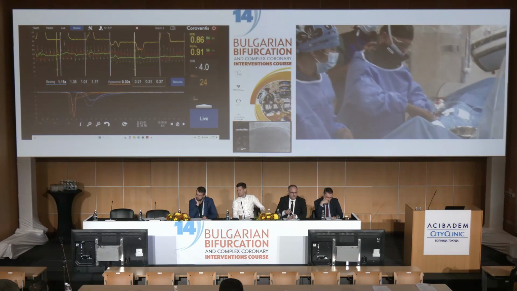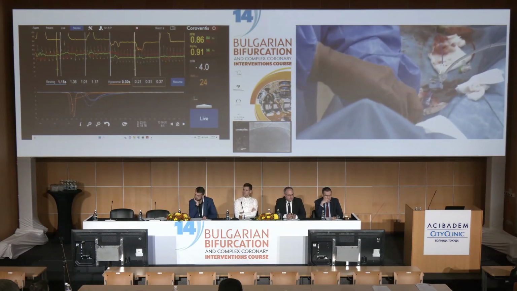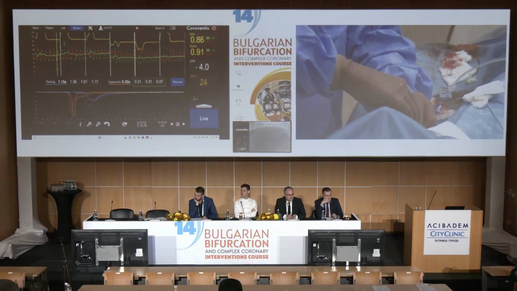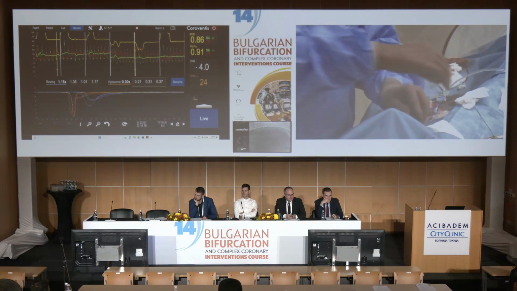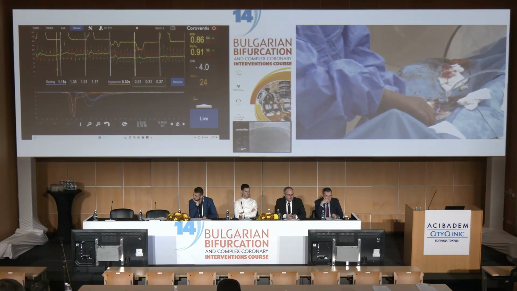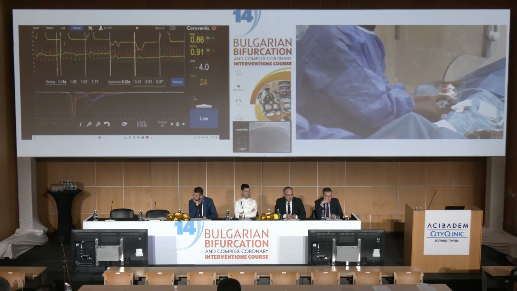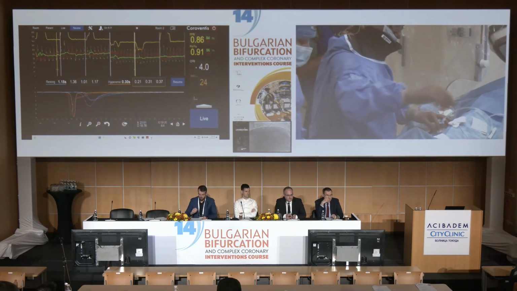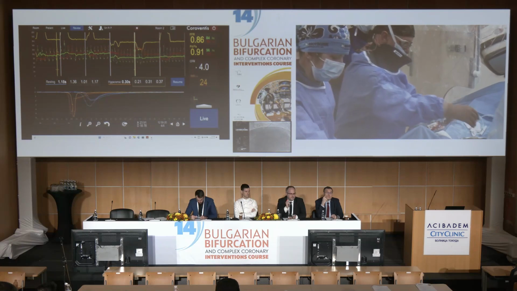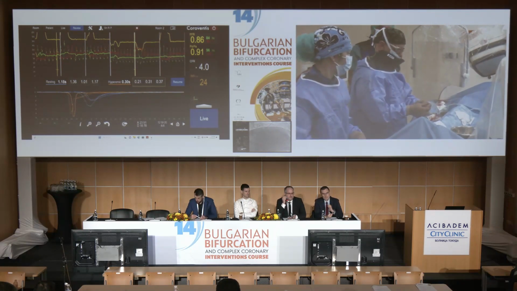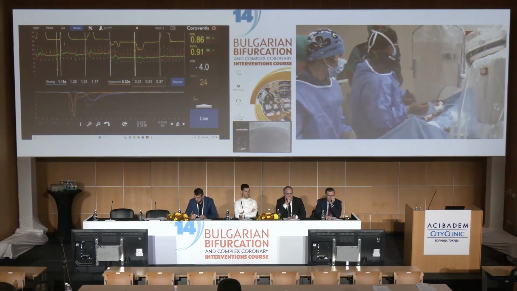Again, we are going slowly because first, it's their first time here in the lab. Second, for educational purposes, we try to go step by step. But in our lab, it takes exactly 1 minute to be ready, up and running, and the whole measurements take another 4 or 5 minutes. So it's not much longer than bolus thermodilution.